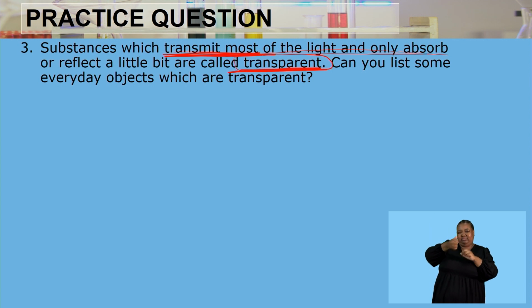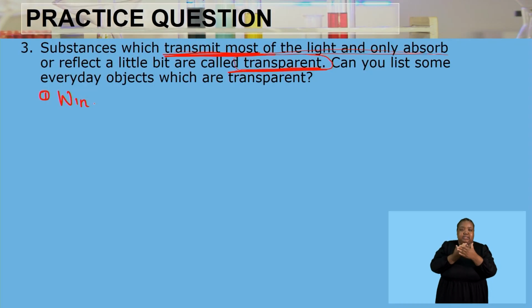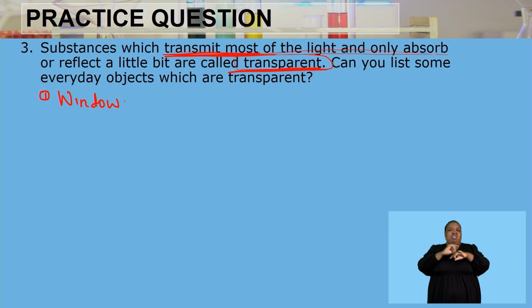Now, we are asked whether we can list some everyday objects which are transparent. For instance, things that you can see through. We can see through a window, so a window is a transparent object. We can also see through a glass, so a glass is also transparent. And we can also talk about plastic, not a shopping bag, just a clear plastic.